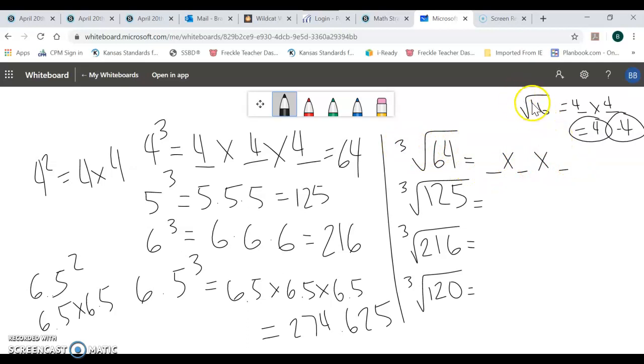For square roots, you kind of just have to know that it's supposed to be twice. For cube roots, you have a little 3 here that actually tells you. So you're going to have the same number 3 times that makes 64. And you're probably going to just want to check a calculator again.